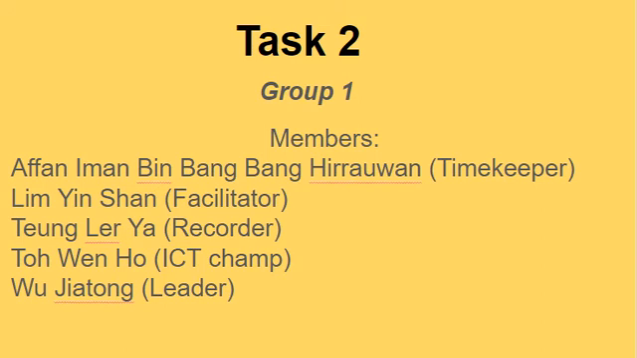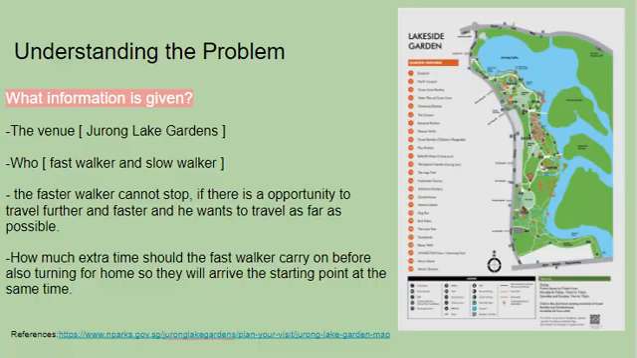Today, we are presenting to everyone about Task 2. For Task 2, we have fast walker and slow walker going for a walk at Jurong Lake Gardens. When the slow walker indicates an intention to turn around and return to starting point, the fast walker then carries on for a time at a faster pace before also returning, especially if the opportunity to travel further and faster is appreciated. The fast walker will want to go as far as possible.